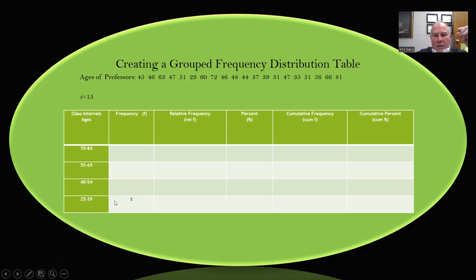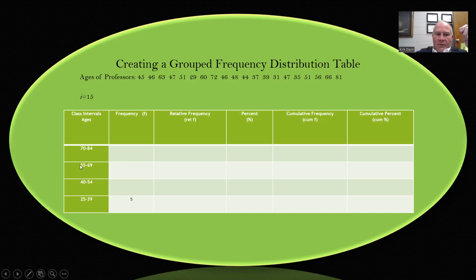So again, same process. How many scores do I have between 25 and 39? That's 5. Now don't make the mistake of putting 25 to 40, thinking, well, that's 15. If you do that, you've actually captured 16 scores. So it's always one less than you think. So it's not 40 to 55, it's 40 to 54, but it's including 54. So you actually have 15 numbers.